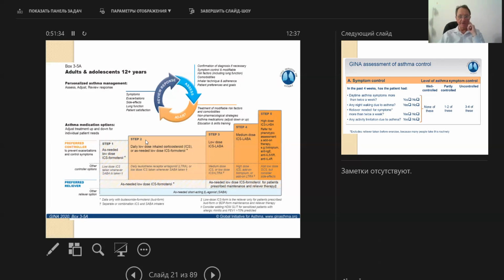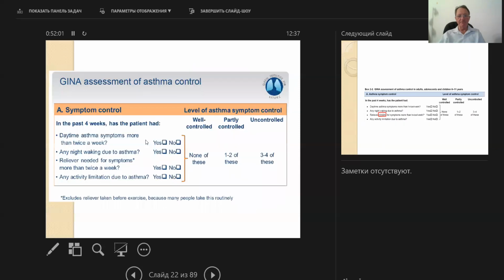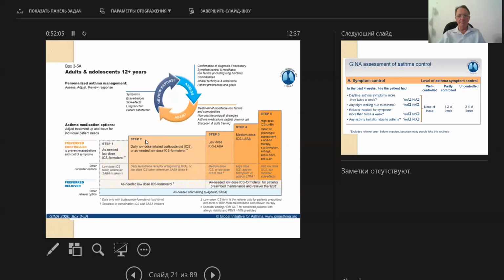If a patient is on step 3, I recheck the condition of the patient after 4 weeks or more, and the patient remains controlled, you should remain on this step 3. But if the patient has no control, what should you do? Firstly, you should evaluate the compliance of the patient, adherence to the treatment, and how the patient uses these inhalation devices for inhalation, correctly or incorrectly.